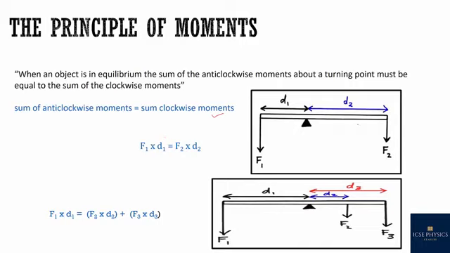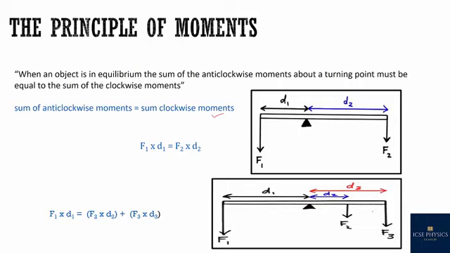Anti-clockwise moment. What will be the clockwise moment here? F2 into D2. So according to the principle of moments, F1 D1 is equal to F2 D2. Let's apply the principle of moments to this case.